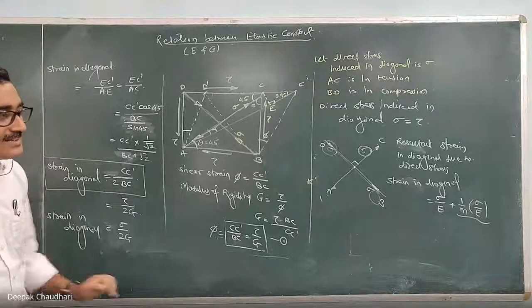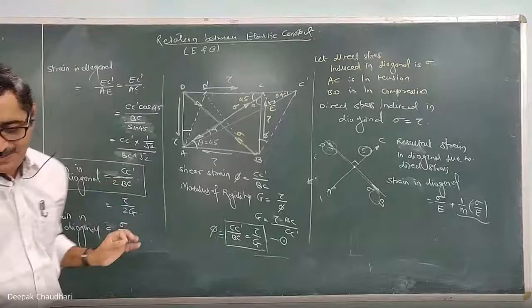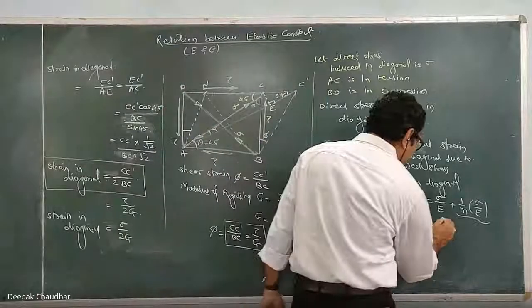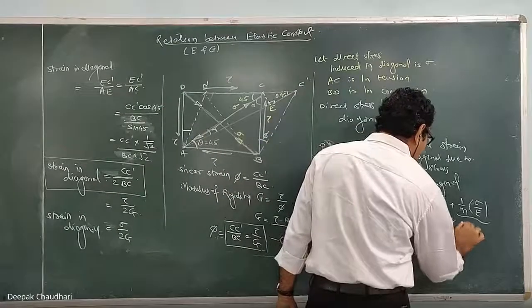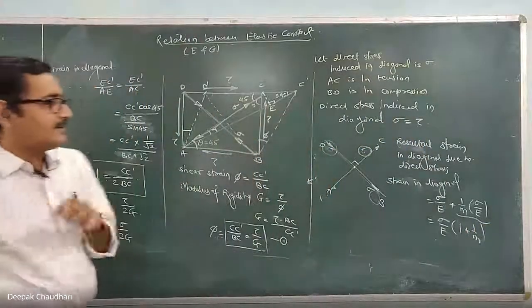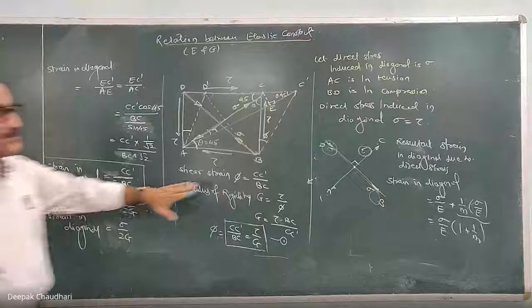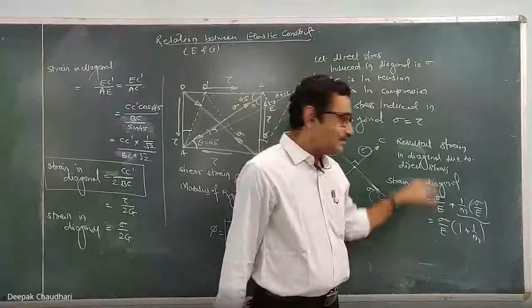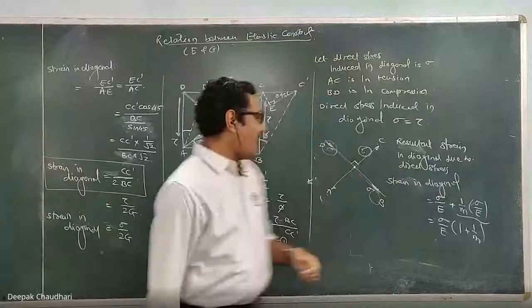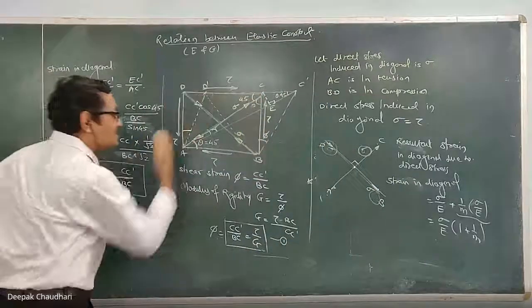So this is the resultant strain in the diagonal because of the direct stress. Understood? Now if I take sigma upon E common, it is 1 plus 1 upon m. This is the strain in the diagonal. This is the second part actually. Here we have calculated the strain in the diagonal because of the direct stress, and this is the strain in the diagonal because of the shear stress.